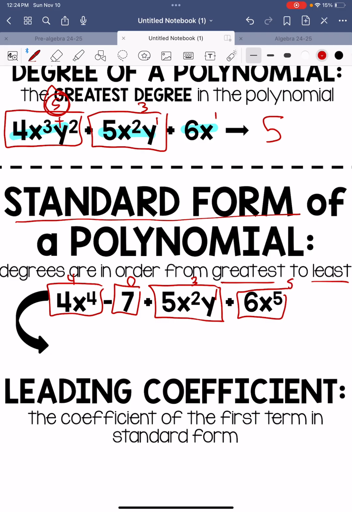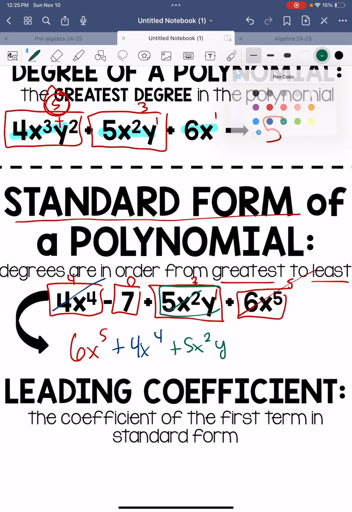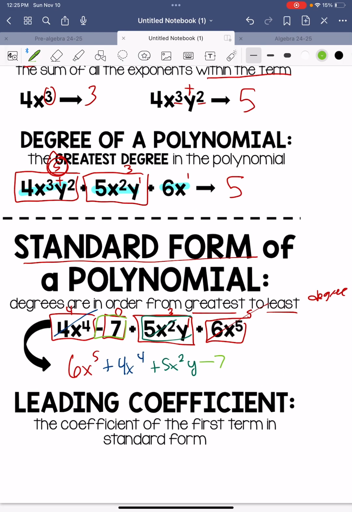And now we're going to reorder based on those numbers up there. So 6x to the 5th power is our highest degree. Then 4x to the 4th power. Then it's this one, 5x squared with the y, and then we have one more left, and that is the minus 7. So that's reordering it in standard form.